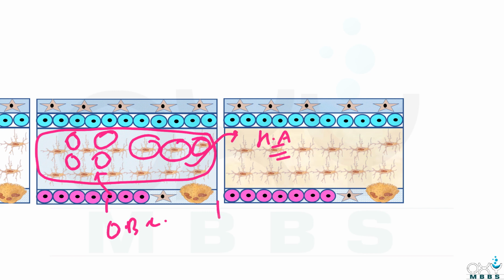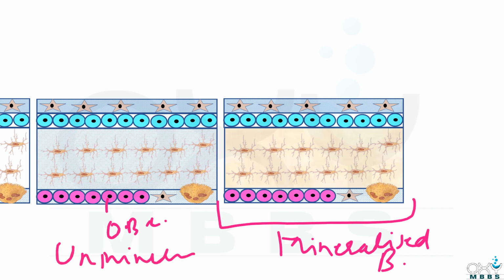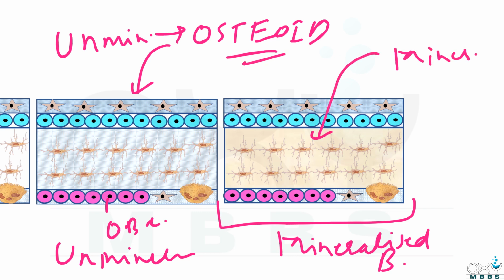So this is the mineralized bone. This is mineralized bone and this is unmineralized bone. And the bony structure at this stage, that is, unmineralized bone, is also called osteoid, and this one is the mineralized bone.